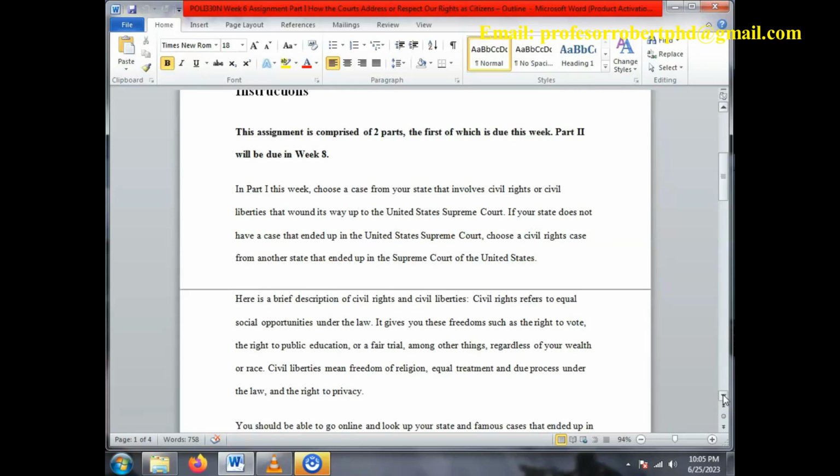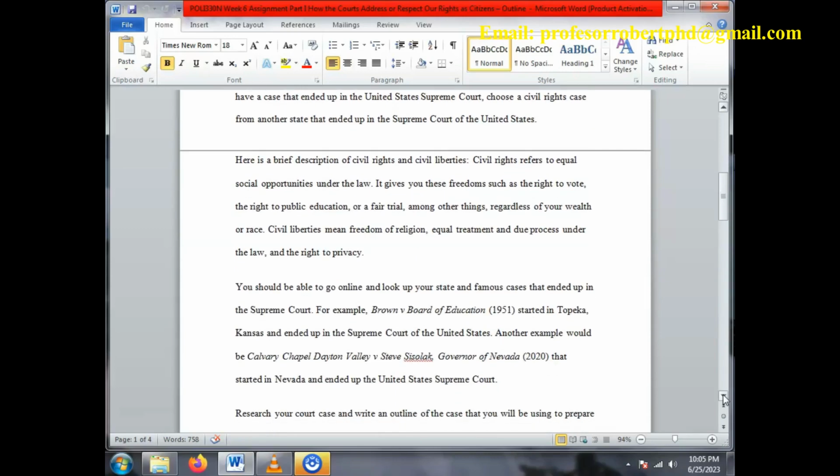Here is a brief description of civil rights and civil liberties. Civil rights refers to equal social opportunities under the law. It gives you these freedoms such as the right to vote, the right to public education, or a fair trial, among other things, regardless of your wealth or race. Civil liberties mean freedom of religion, equal treatment and due process under the law, and the right to privacy.